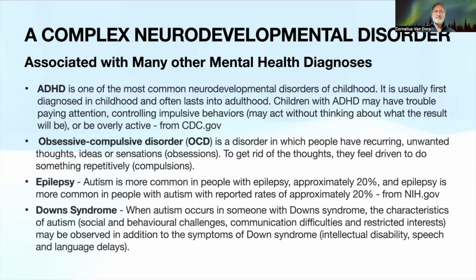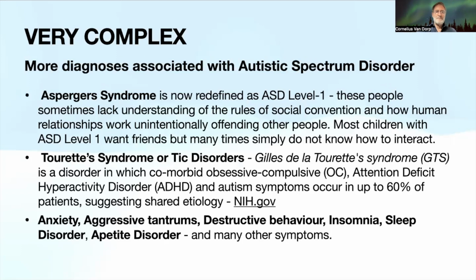It's a very complex neurodevelopmental disorder associated with many other mental health diagnoses, including ADHD, OCD, epilepsy. 20% of autistic kids have epilepsy and 20% of epileptic kids have autism. Down syndrome is very similar, except that's involved with intellectual disability and speech and language delays by itself.